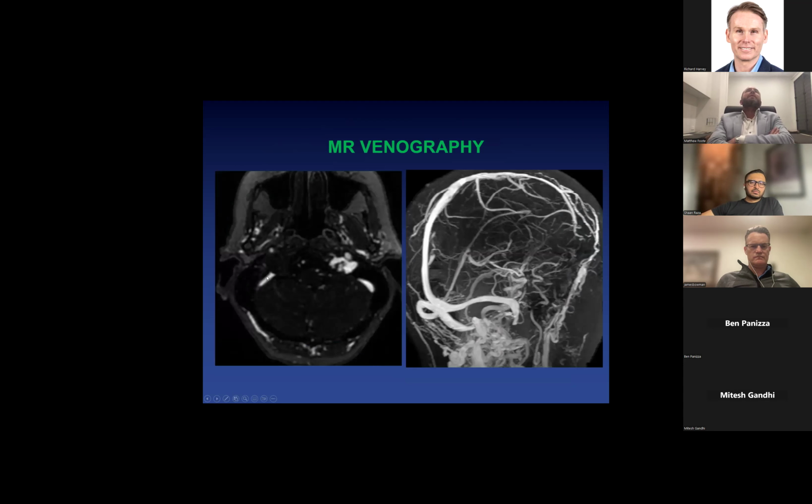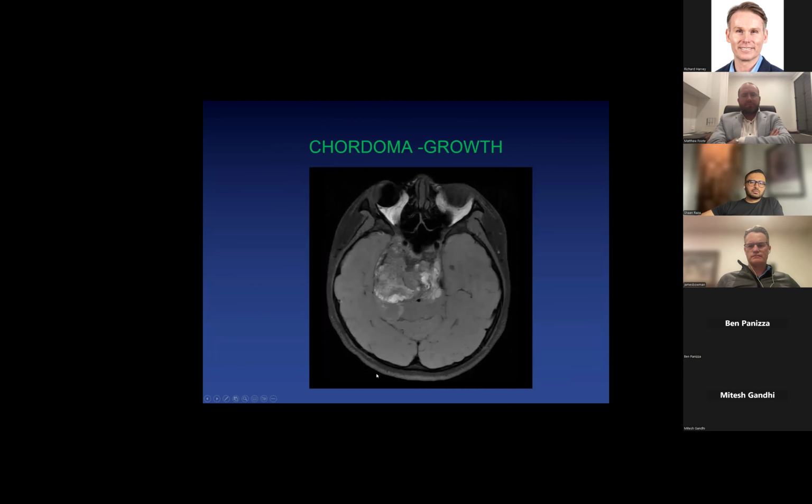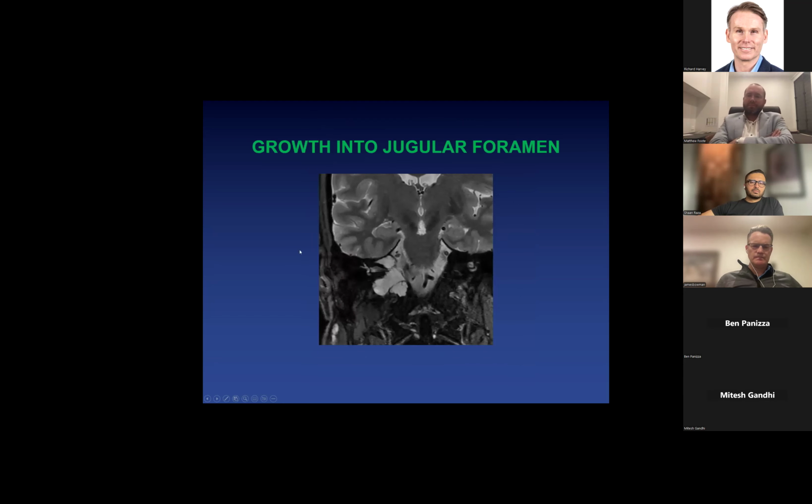Now, this is a lesion that's completely occluded the sigmoid sinus, and you can see the abrupt truncation there, and you're relying on adequate venous drainage on the contralateral side. So that's where venography comes in helpful. MR is also helpful for looking at growth patterns, but as you know, chordomas can grow laterally, superiorly, inferiorly. They can go anteriorly through the cavernous sinus to the orbital apex, as this one did.